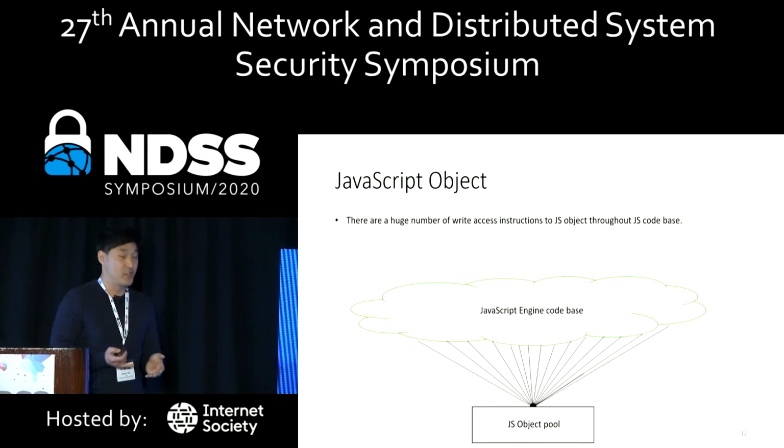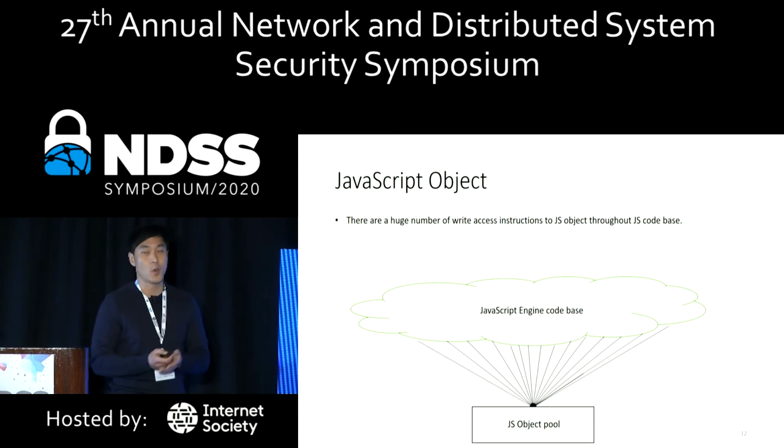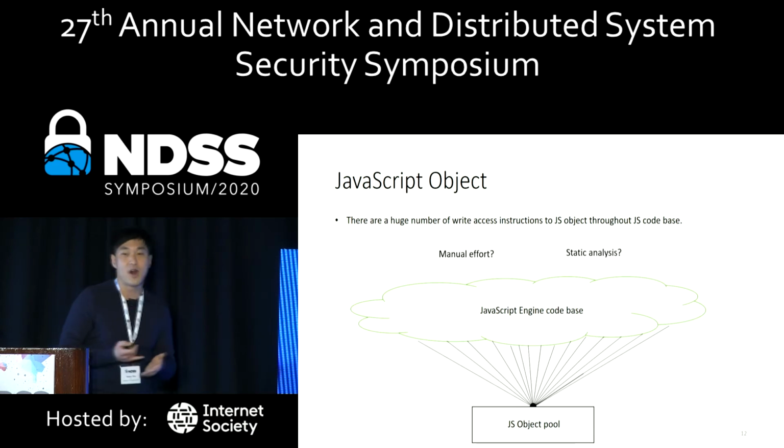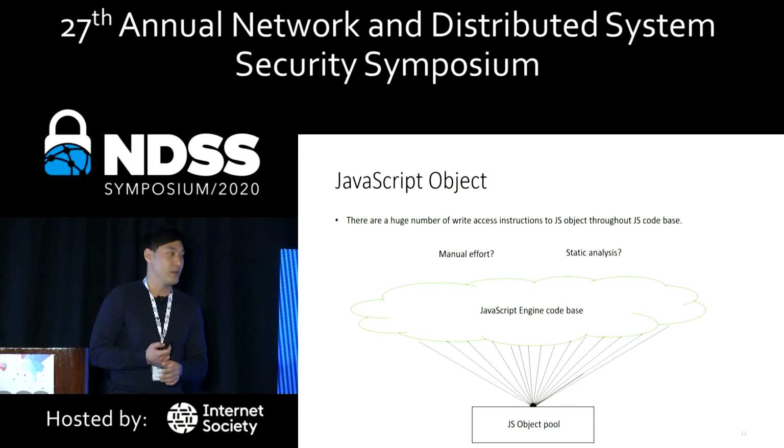And let's get to the most difficult one, the JavaScript object. There are so many JavaScript objects, and there are so many write instructions to JavaScript objects, so it's impossible to find everything manually. We could rely on static analysis, such as pointer analysis, but it is found to be very conservative, and it would widen the write window significantly. So that's why we decided to rely on dynamic analysis.